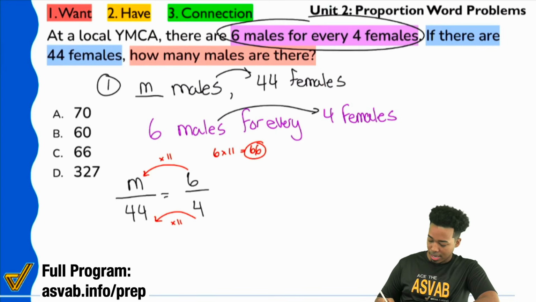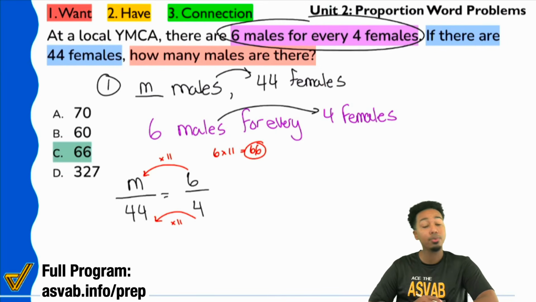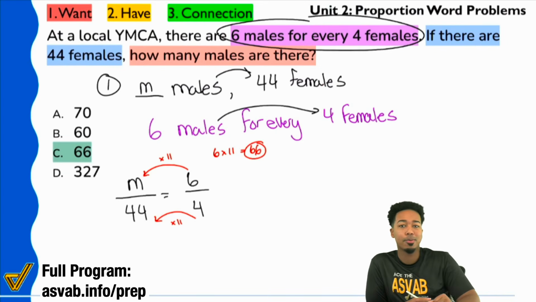Again, this one was inconsequential if you know a little bit of mental math here with proportions. So there it is. That's question 4.